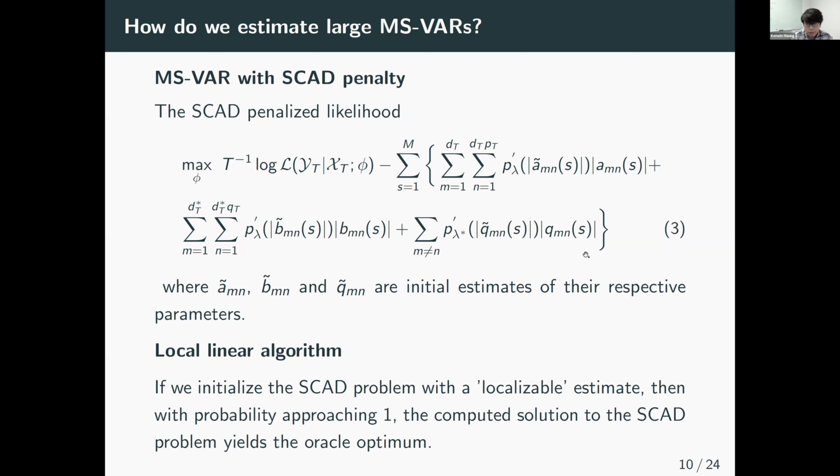The idea here is that if we can initialize the SCAD problem with a localizable estimate, or a good initial estimate, then with probability approaching 1, or high probability, the computed solution to this problem would give you that theoretical optimal point that we're interested in identifying. Okay.